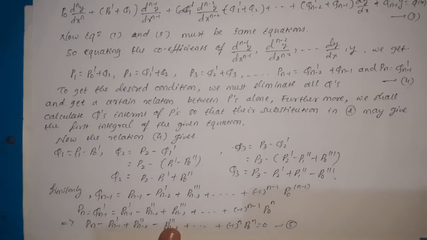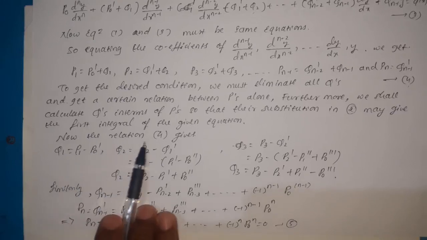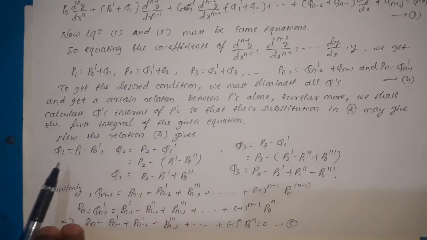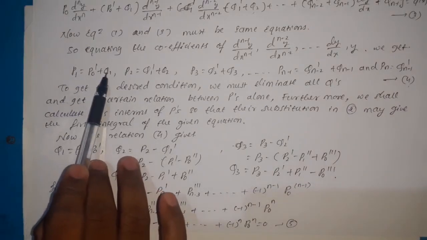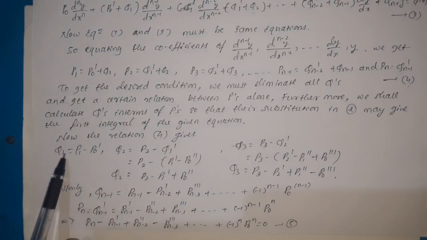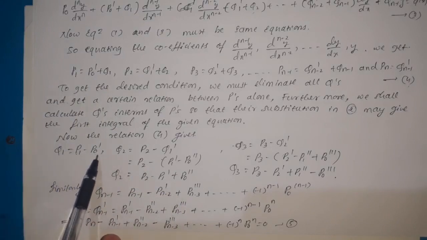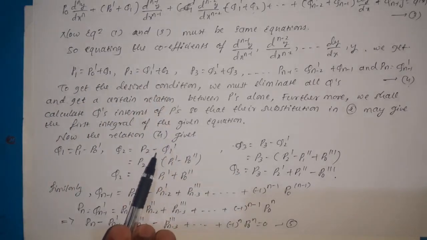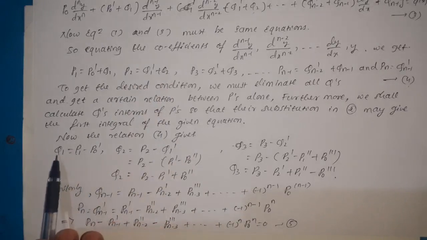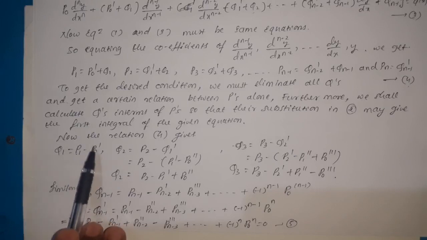So now from relation 4, p1 equals p0' plus q1, then q1 equals, in terms of p, p1 minus p0', and q2 equals p2 minus q1'. Already we have q1 and its derivative: q1' becomes p1', and p0' becomes p0''.